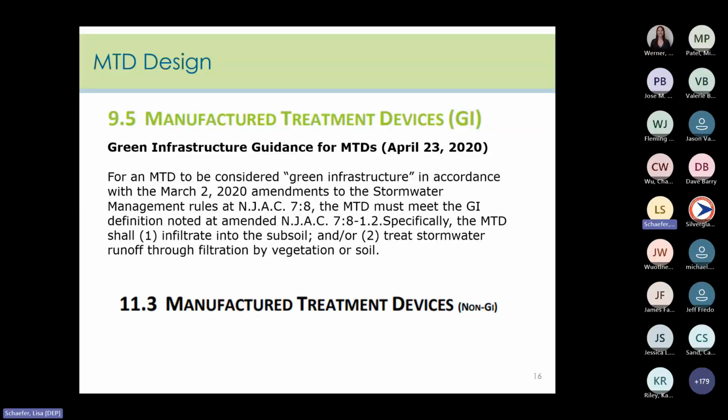So of course, the other category of MTDs is the non-GI MTDs. So they neither infiltrate runoff into the subsoil nor treat stormwater runoff through filtration by vegetation and/or soil. So just a reminder that if the design proposes to incorporate MTDs to meet the water quality design and performance standards, then the designer must incorporate GI MTDs into the design unless a waiver or variance for using non-GI MTDs is granted.